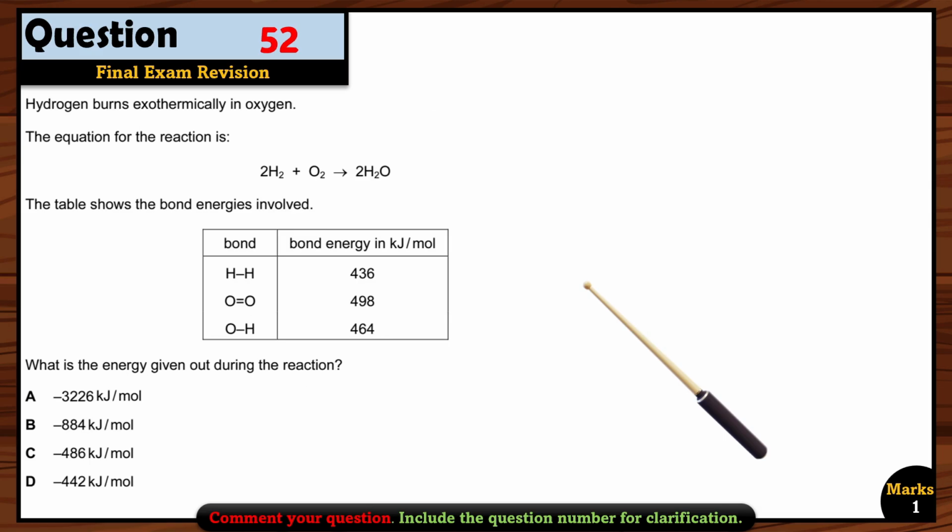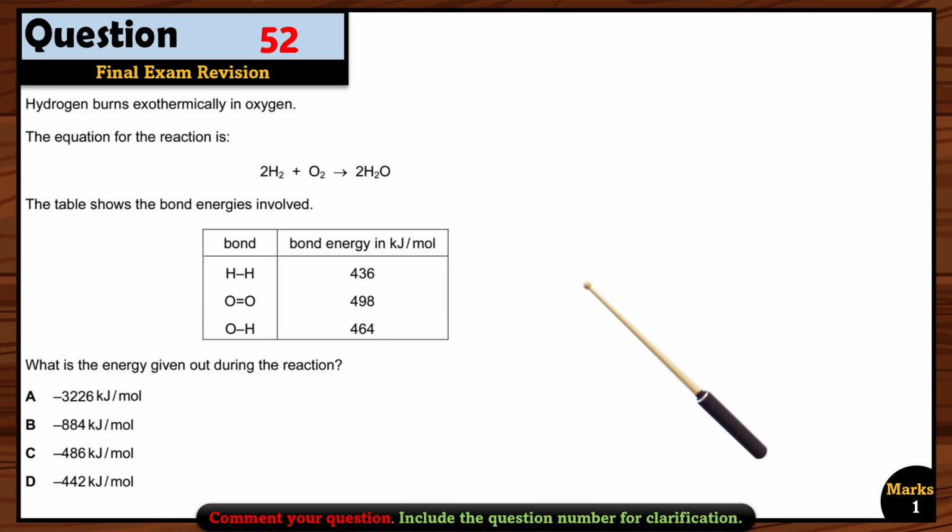Okay, let's see question 52. Hydrogen burns exothermically in oxygen. The equation for the reaction is this. Again, they have given you bond energies and you have to just calculate the delta H value. What is the energy given out? It means you have to find the delta H.